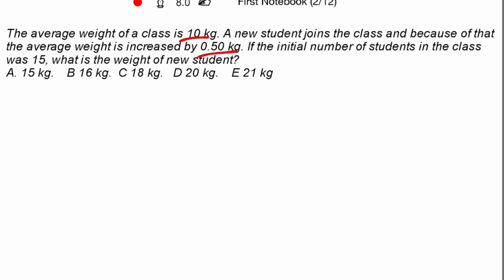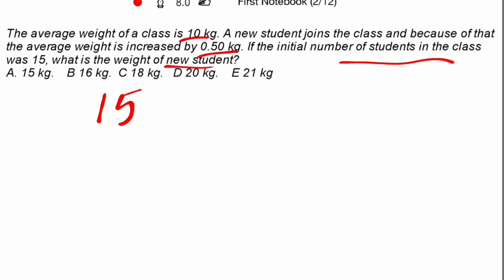If the initial number of students in the class was 15, what is the weight of the new student? Find out the new student's weight.